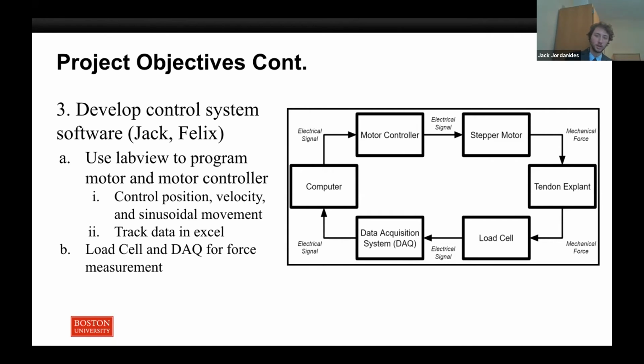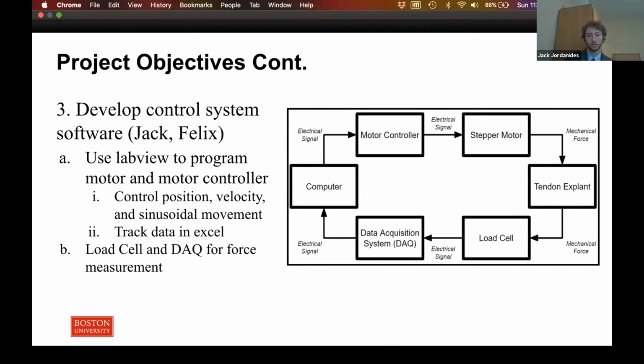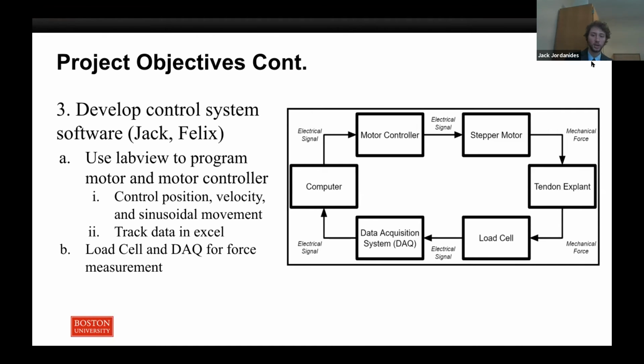It sent an analog electrical signal to a data acquisition system, which then converted the signal to a digital output that the computer could read, so that we could get a real-time readout of load with timestamps. And then we also needed to save that to Excel for later analysis. Next slide, please.